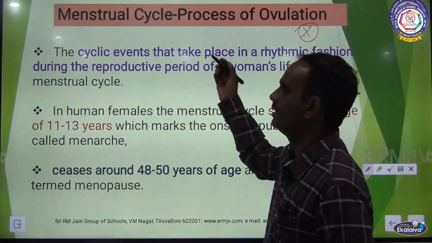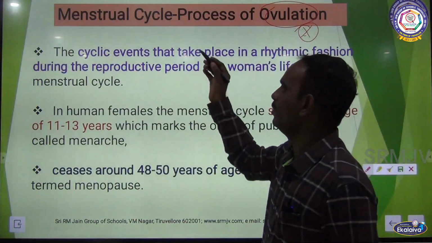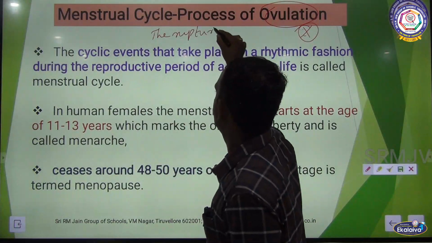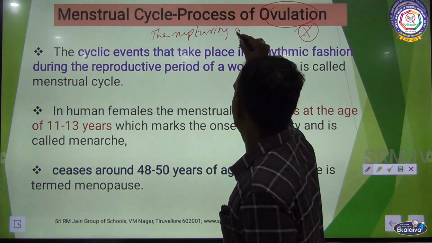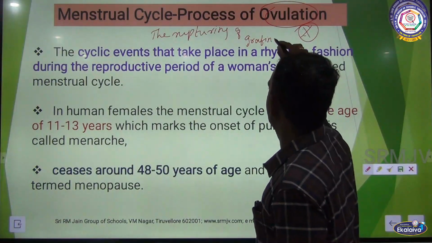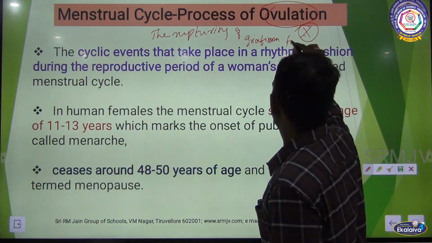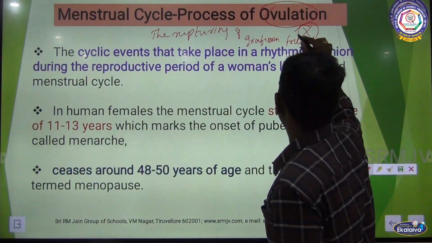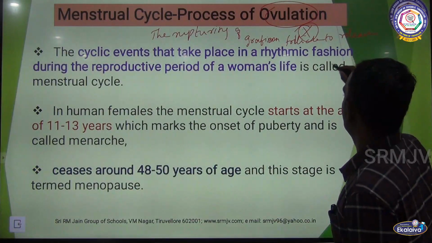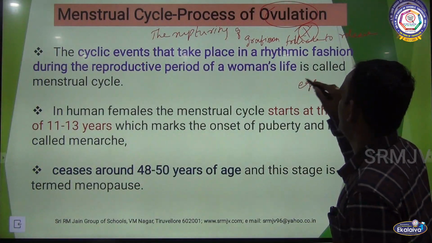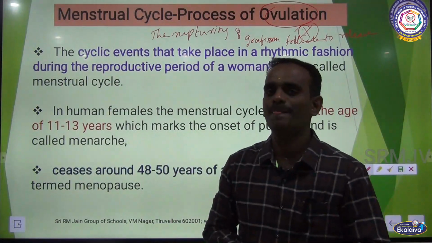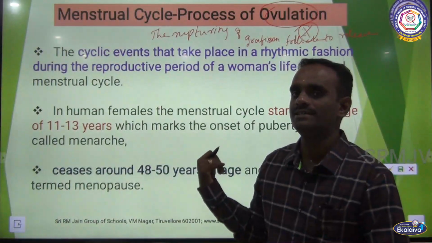Once again I am repeating the definition. Ovulation means the rupturing of the Graafian follicle to release the egg, that is called ovulation. When does it occur, where does it occur? For all this we will see the answer now.